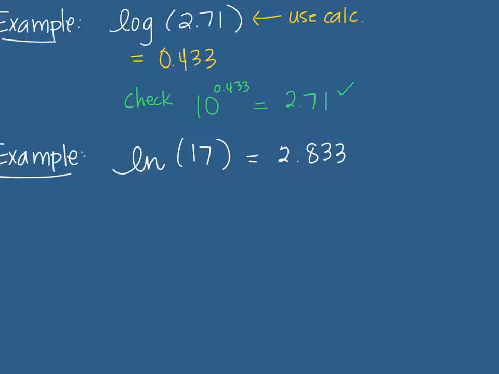How do you check your ln? Yeah, the letter E is associated with how you check an ln. So to check, you're going to use the E button to 2.833. E is right above the ln, and that should work out to be pretty close to 17. And that would be how you check your work for that one.